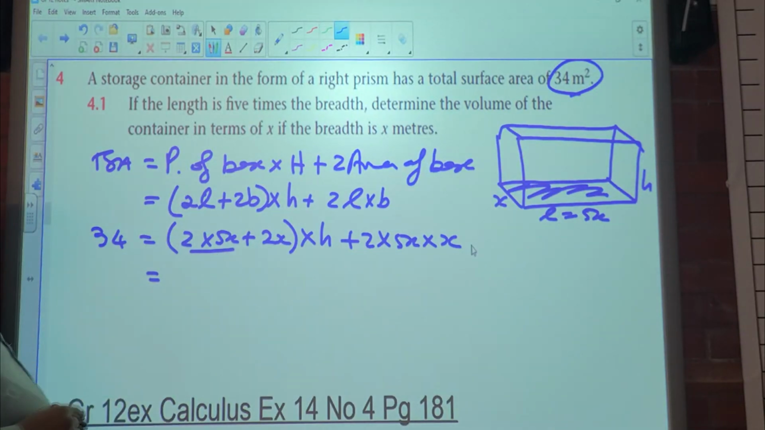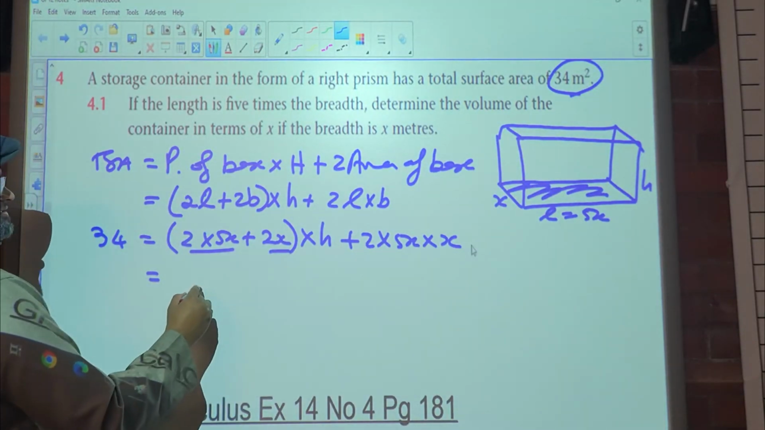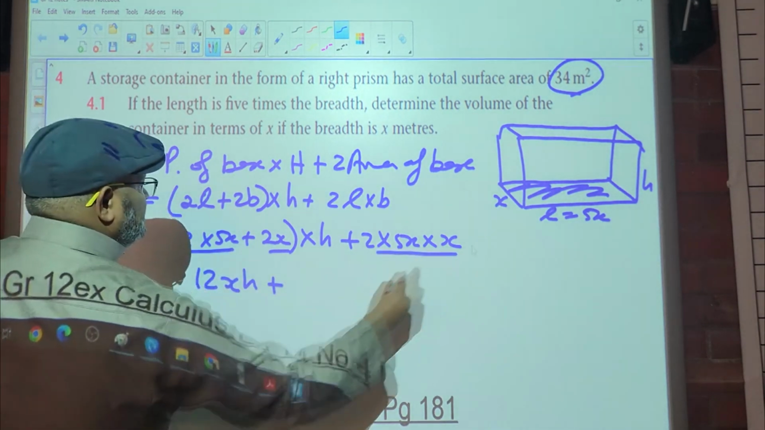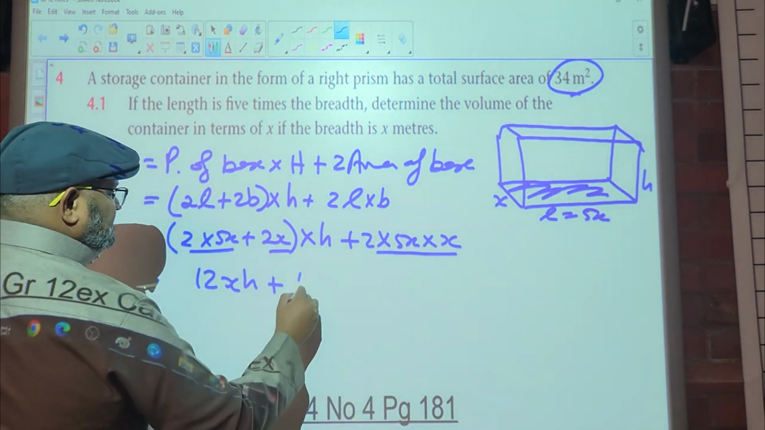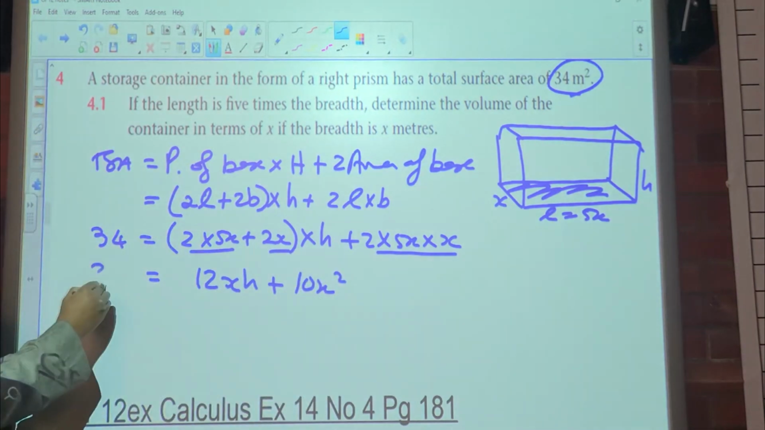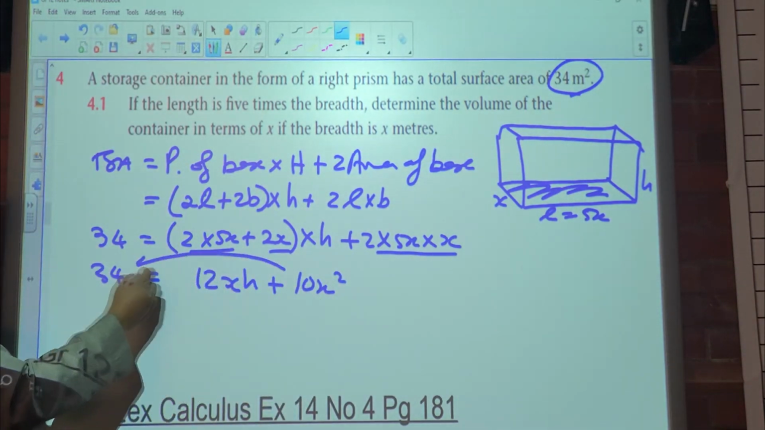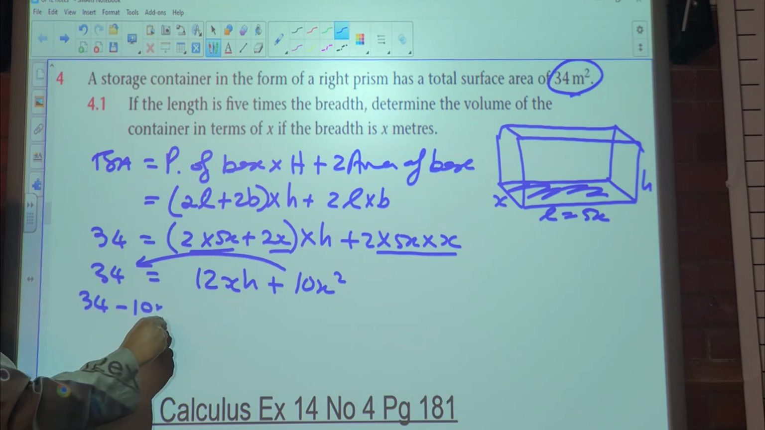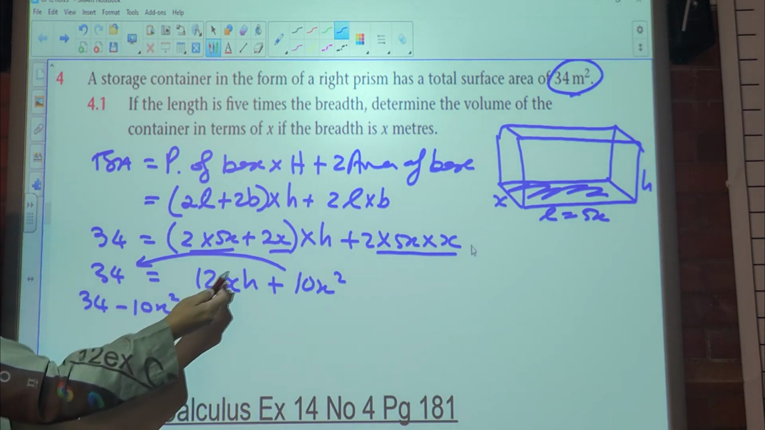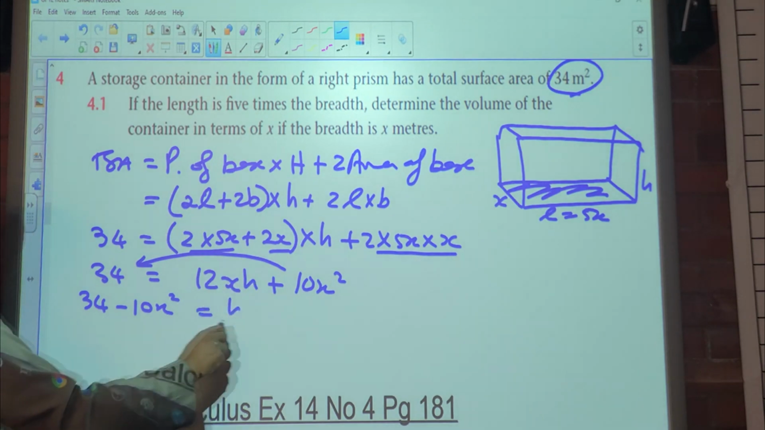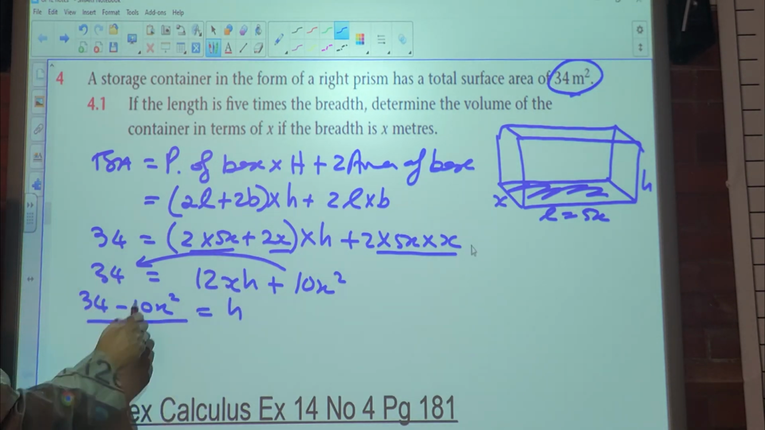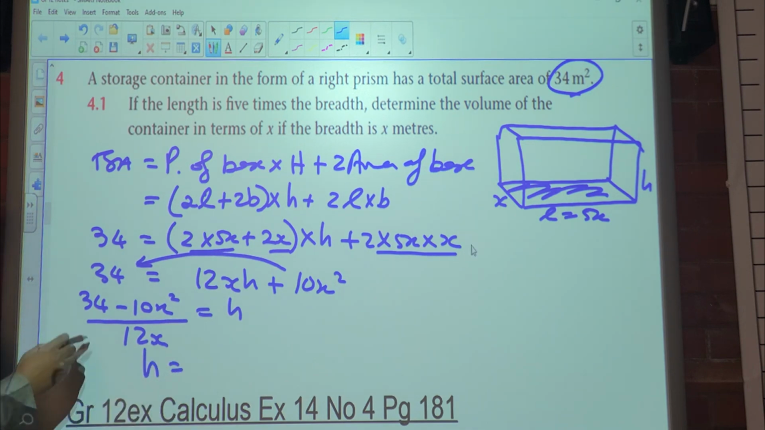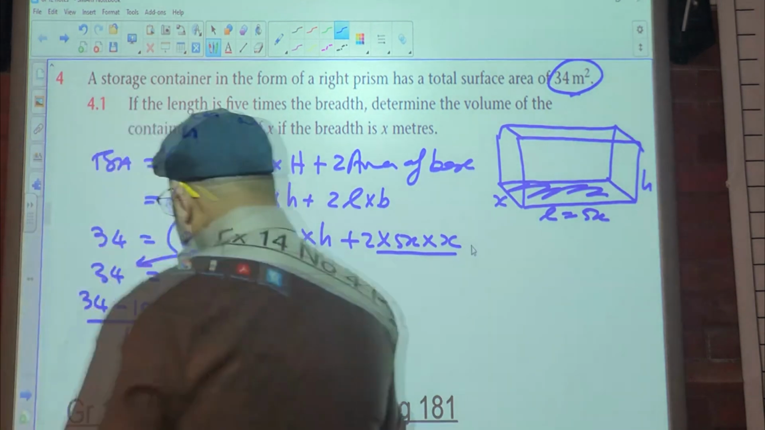So 2 times 5x is 10x plus 2x is 12x. So it's 12xh plus 10x squared, and this is 34. Bring that over the equal sign, I want to make h the subject of the formula. So 34 minus 10x squared equals 12xh. Divide by 12x both sides. So h is equal to 34 over 12.